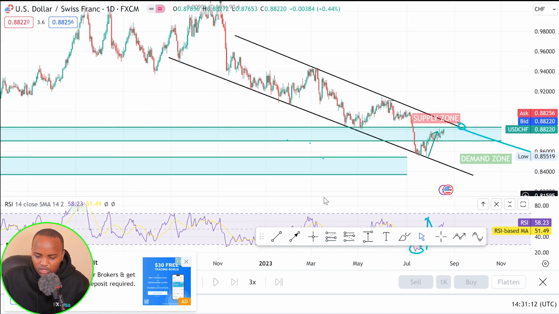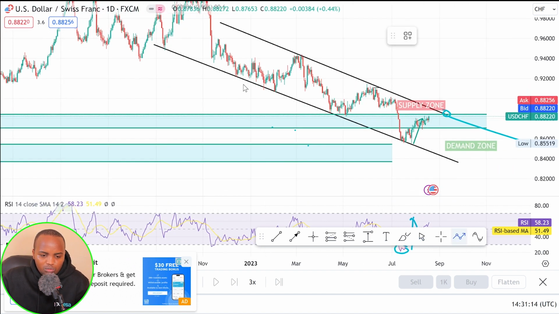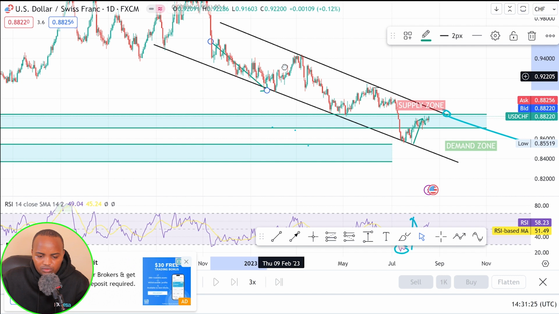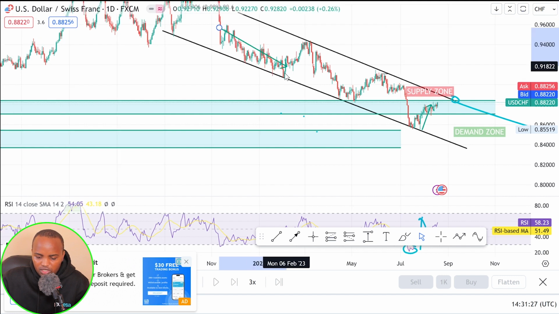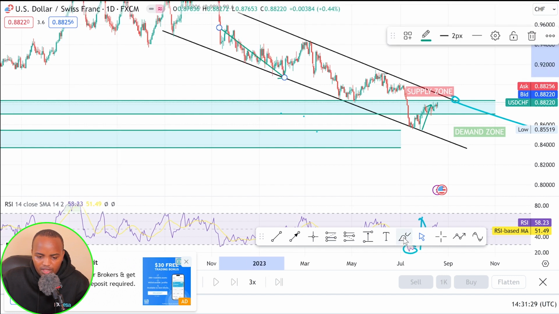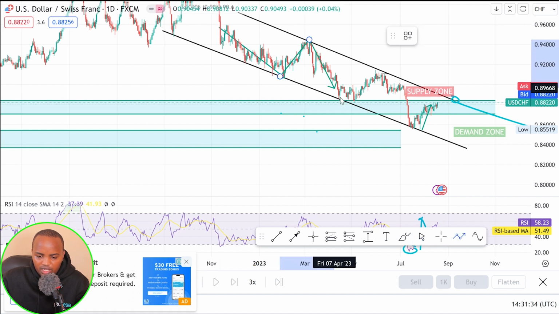Let me just draw something here so that you can see. And this market was moving like this. The market was moving this way, touched here, okay, touched here, and then jumped right here, touched here, and then touched this one.